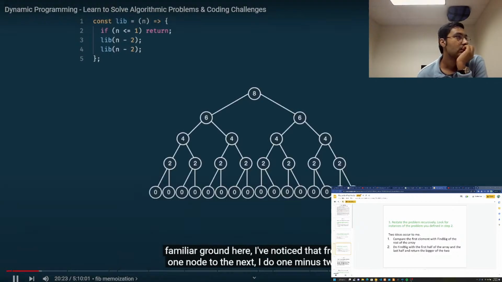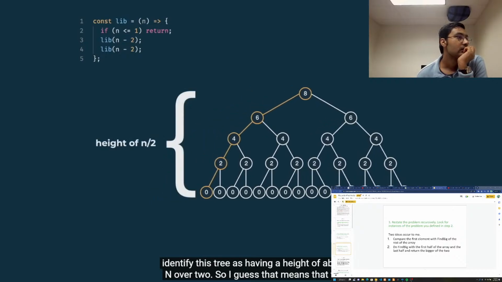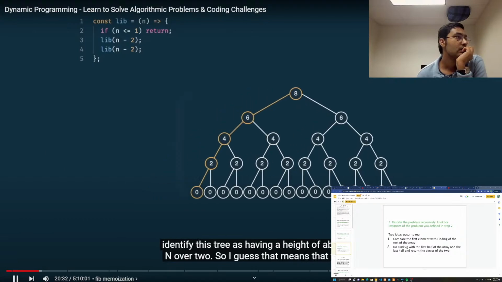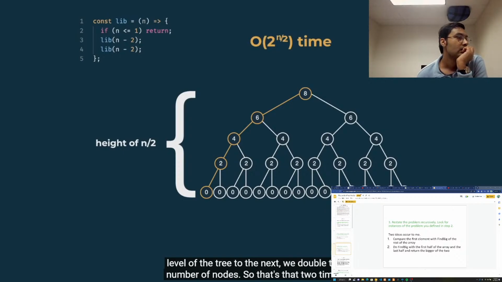So if I look for some familiar ground here, I notice that from one node to the next, I do a minus 2, and this occurs all the way down to a base case. So we already know that we can identify this tree as having a height of about n over 2. So I guess that means that the time complexity is going to be 2 to the n over 2 power, right? Because from one level of the tree to the next, we double the number of nodes.